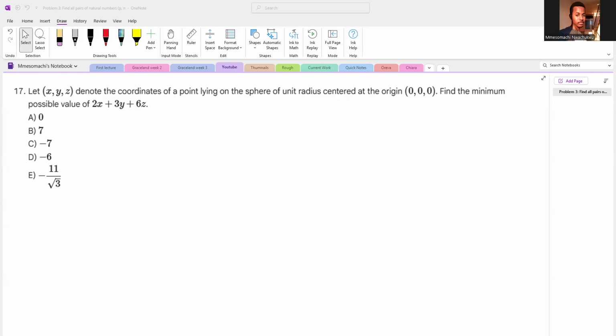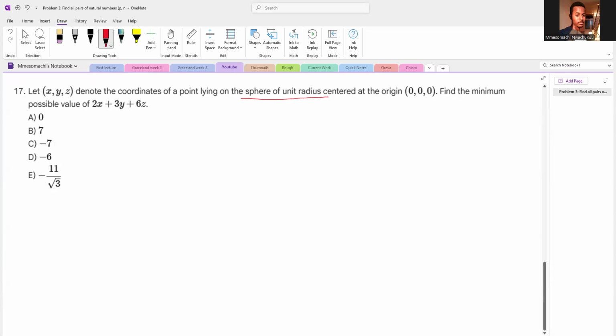In this video, we'll be discussing the 17th problem from the Special Maths Contest 2024, the first round. We've gone quite far. So let's look at this problem. It says let x, y, z denote coordinates of a point lying on the sphere of unit radius. So unit radius means the radius of the sphere is 1. Centered at the origin.